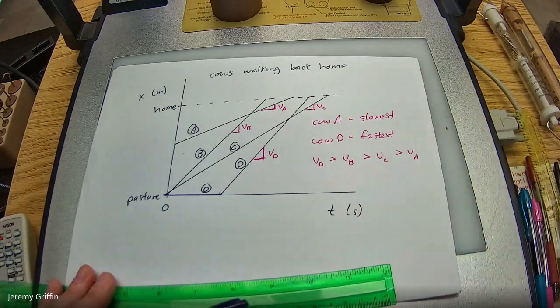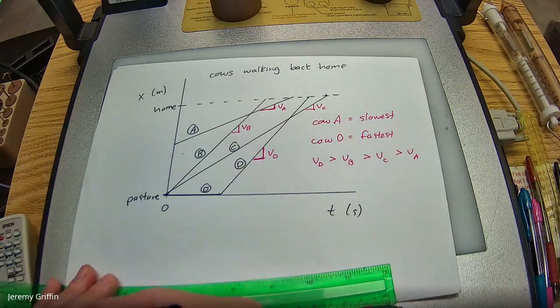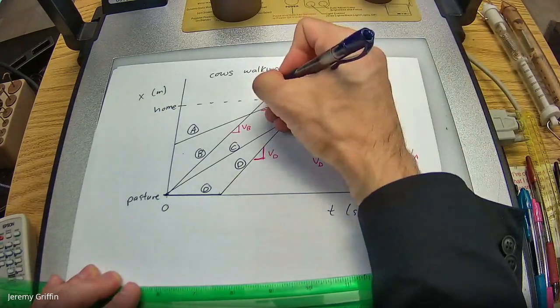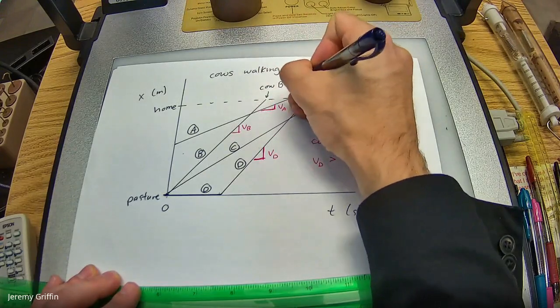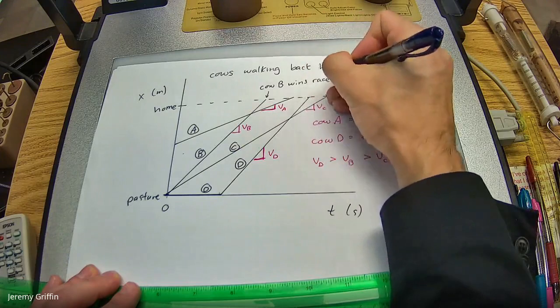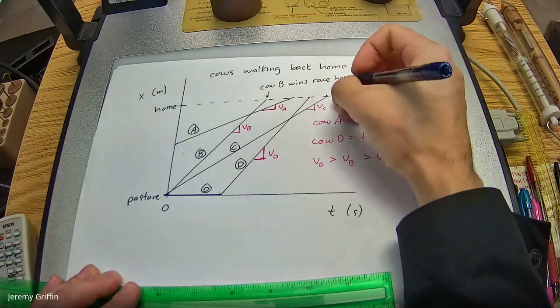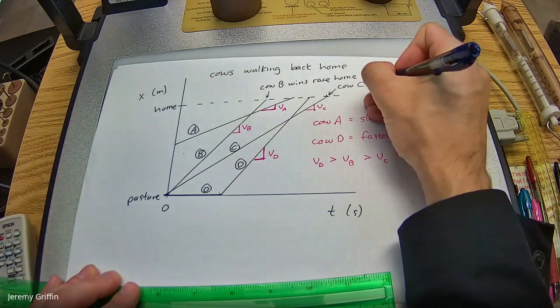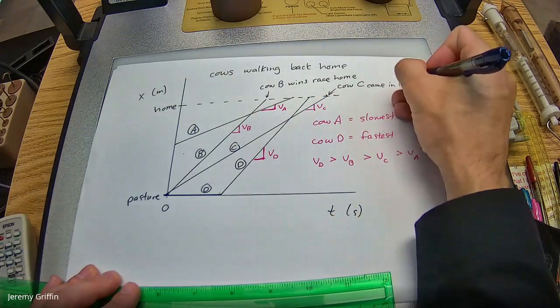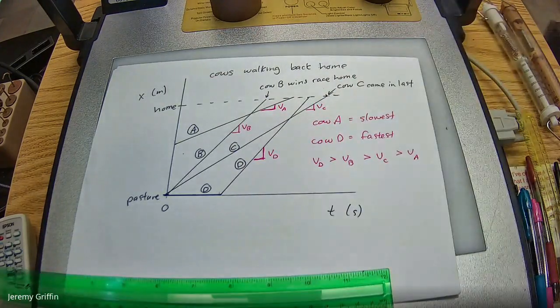You see that? Okay. But you guys said cow B wins the race home. Okay. And cow C came in last. Took the most time to get there. Okay. Is that right?